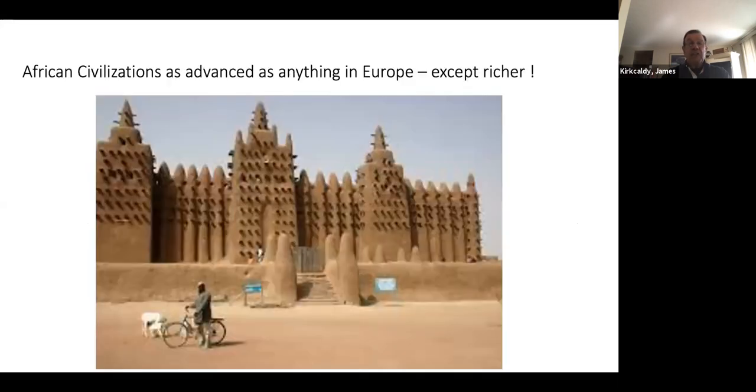Now, this does not look like a primitive civilization. This is one of the oldest universities in the world, and it's in Timbuktu. And they were as advanced as anything in Europe, okay? And that's something you do want to remember. Except they were richer.